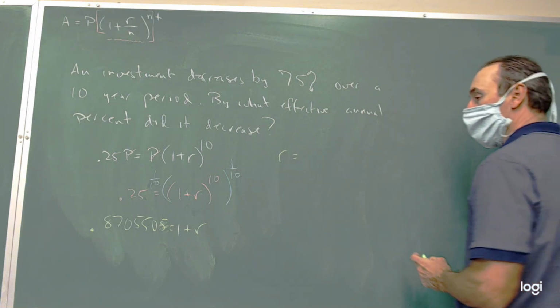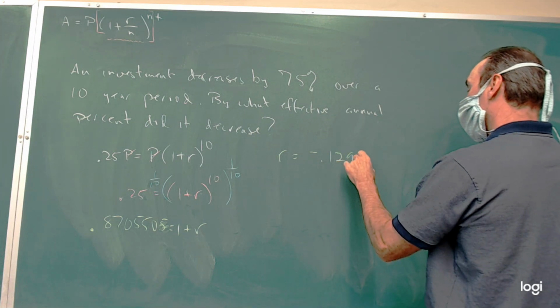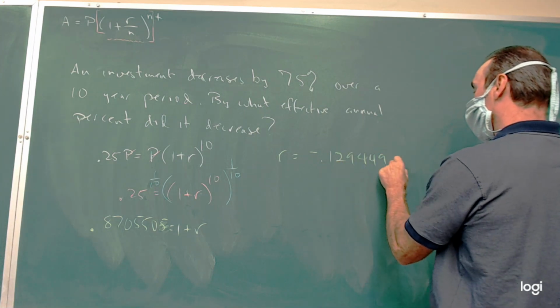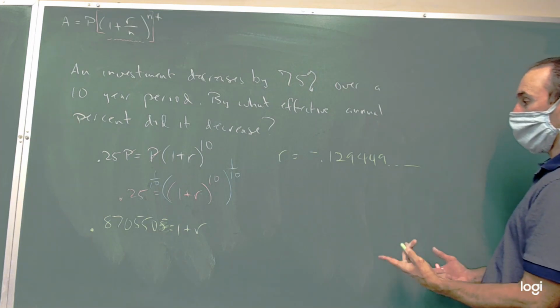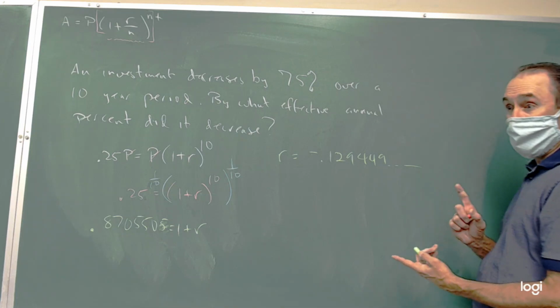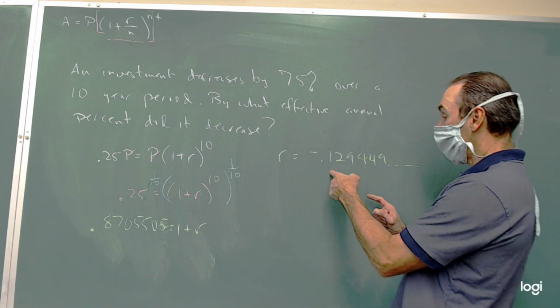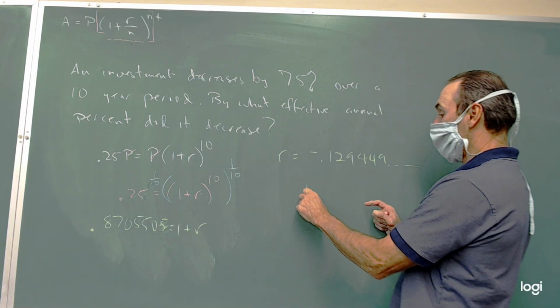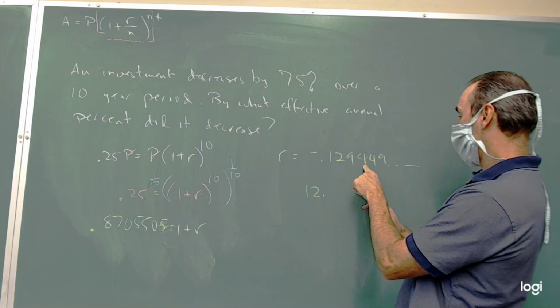Nora, can you read off what you got? Negative 0.12944494. All right, so this then means what? That is the percentage decreasing. Well, not quite the percentage. To make it a percent, which is what we want, we multiply by 100, so we get 12.945%.